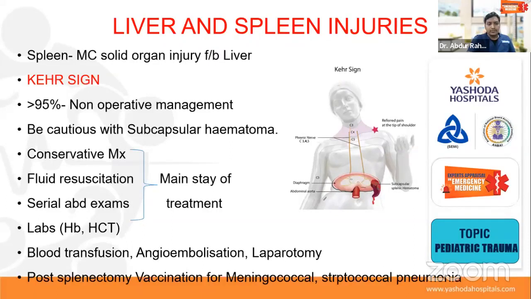And in pediatric age group, mostly there will be conservative management. You should include fluid resuscitation, and serial abdominal exams are very important. This is the mainstay of treatment. Very rarely surgical treatment is required. And you have to serially check the labs for decrease in the hemoglobin and hematocrit. And if required, go for blood transfusion, angioembolization, and laparotomy. And if you perform laparotomy and splenectomy, very importantly, you should consider post-splenectomy vaccination for meningococcal and streptococcal pneumonia.